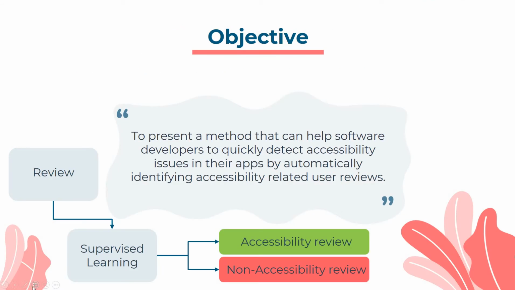The objective of this study is to present a method that can help software developers quickly detect accessibility issues in their applications by automatically identifying accessibility-related user reviews.